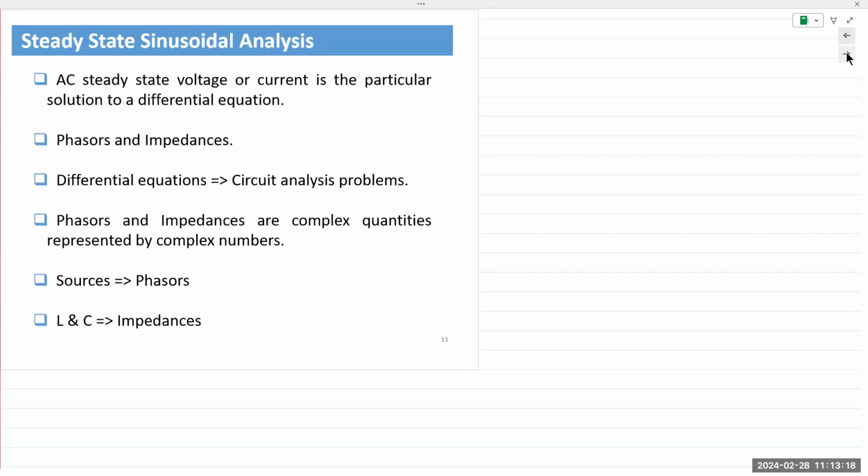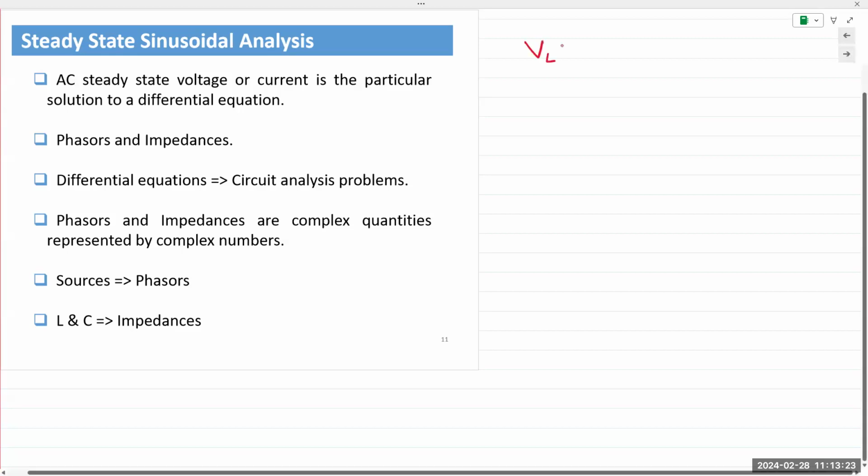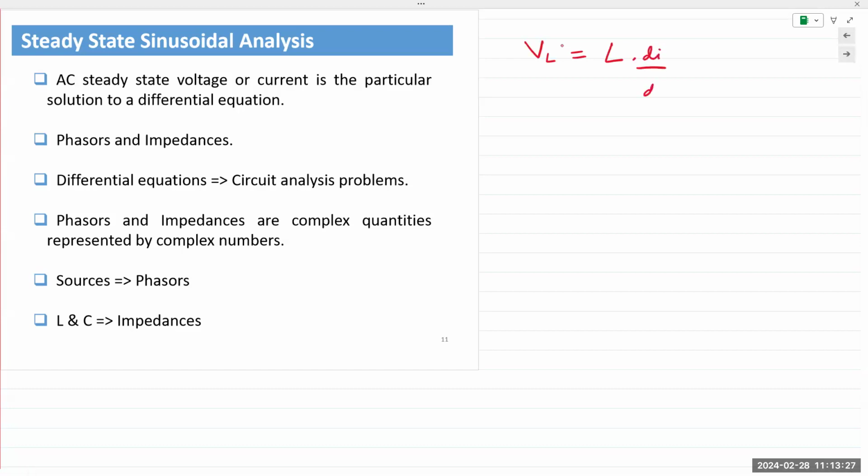Okay. If you think back to chapters 3 and 4, voltage for an inductor is L di over dt. Current for a capacitor is C dV over dt, right?